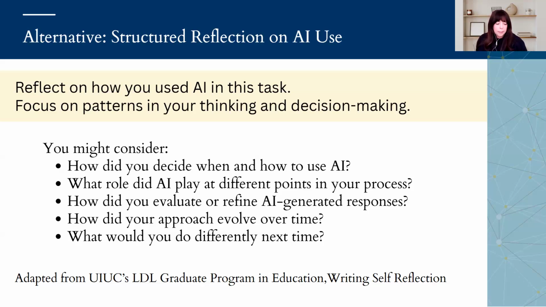If you're thinking about this as maybe a course paper or something like that, how does your approach to AI use change over time? And what would you do differently? So, ways to think about how AI use evolves as part of professional practice. Those are just two models of what AI structured reflection and AI use to promote metacognition might look like.